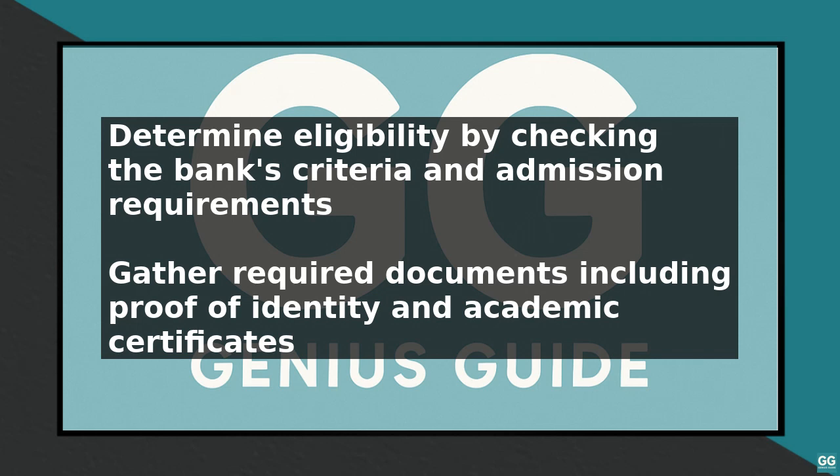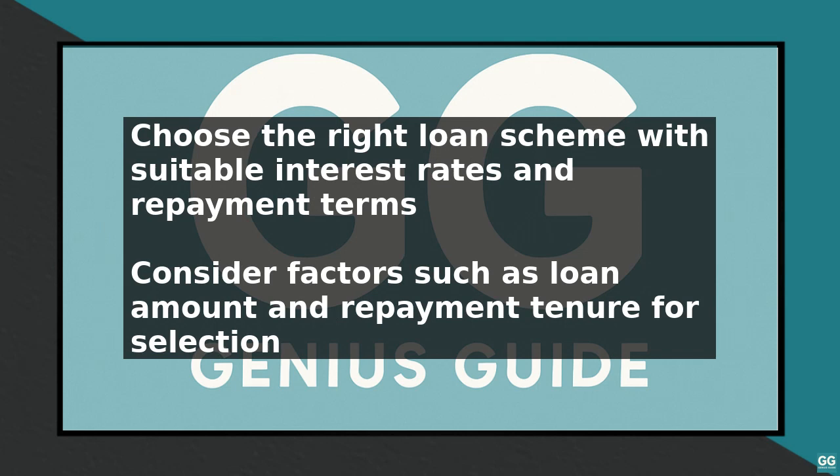Next, gather the required documents, including proof of identity, address, and income, as well as academic certificates and admission letters. You will also need to provide details about the course and institution you are applying to, including the fee structure and duration.